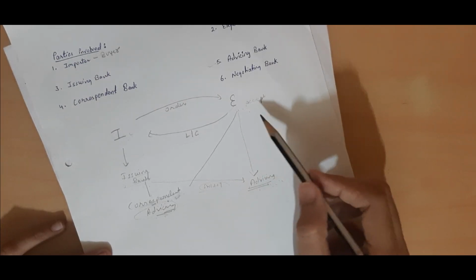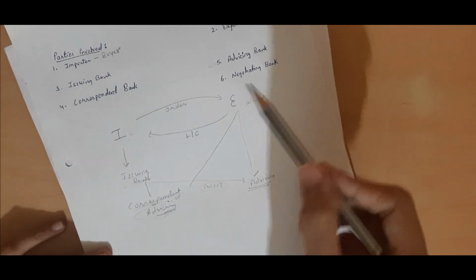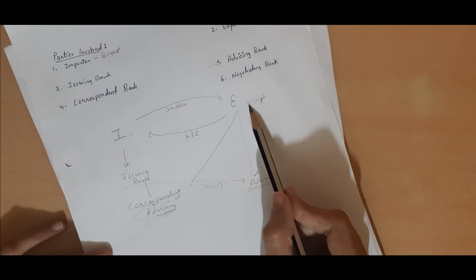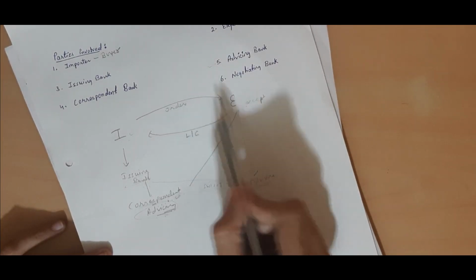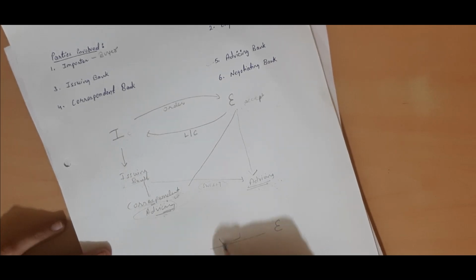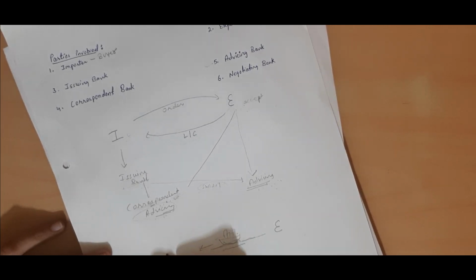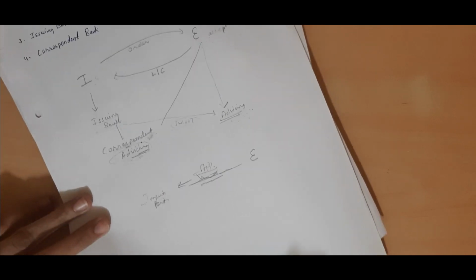Okay, now what process is left after this? As the exporter has received the letter of credit through the advising bank, he will complete all the process. He will ship the product. So here, let's have a look at the shipping: the goods are shipped to the importer's port.